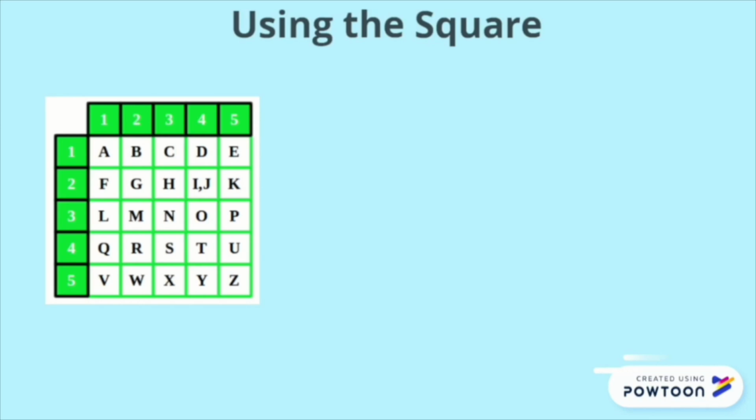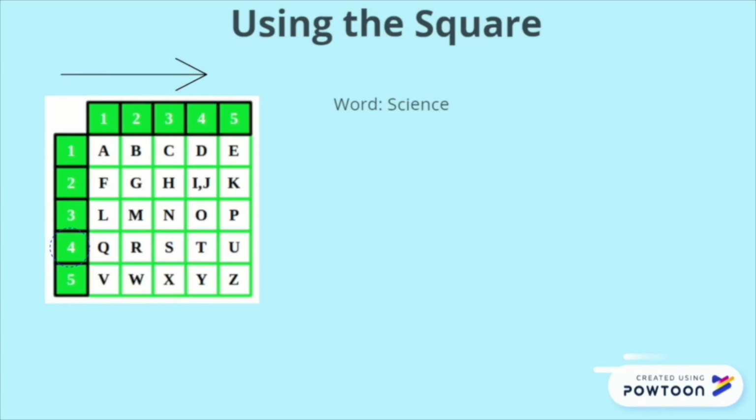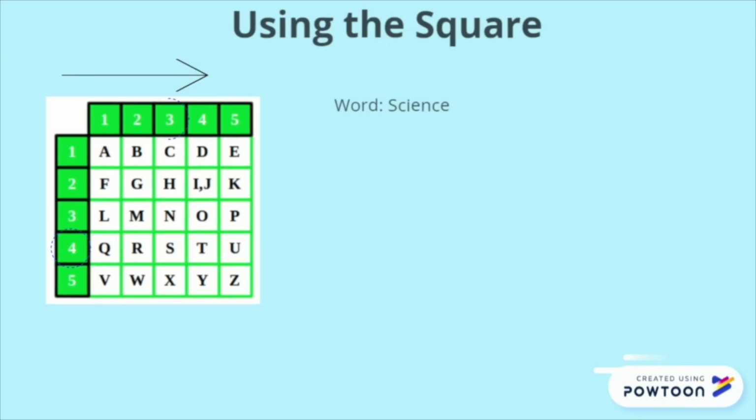Now that we know how to read the Polybius Square, let's try to encrypt a message. Let's say your word is science. Find S in the square, then look to the left. What number row is it in? It's at 4, so let's write that down. Now go back to the S and look up. What column is it in? It is in the 3rd column, so let's write that down. 4, 3 is the first 2 numbers of the code.